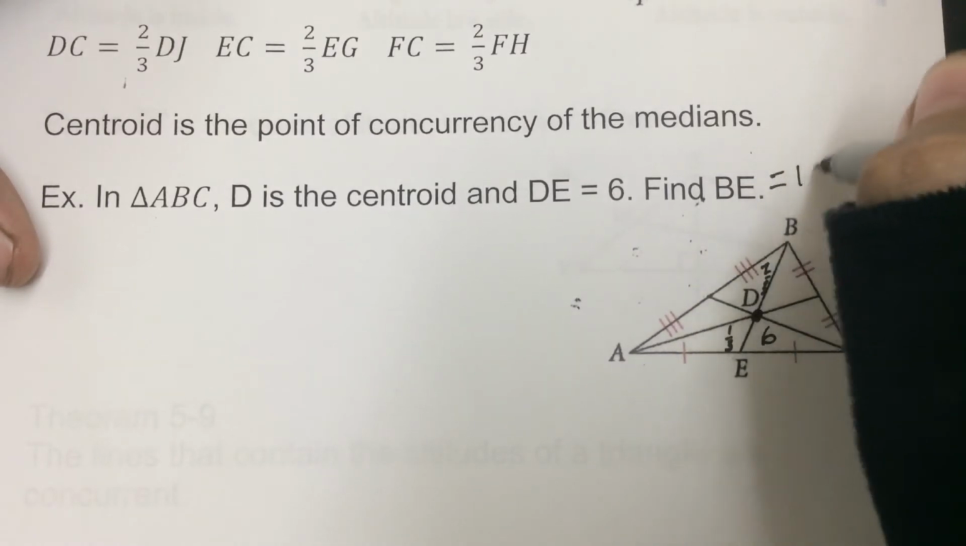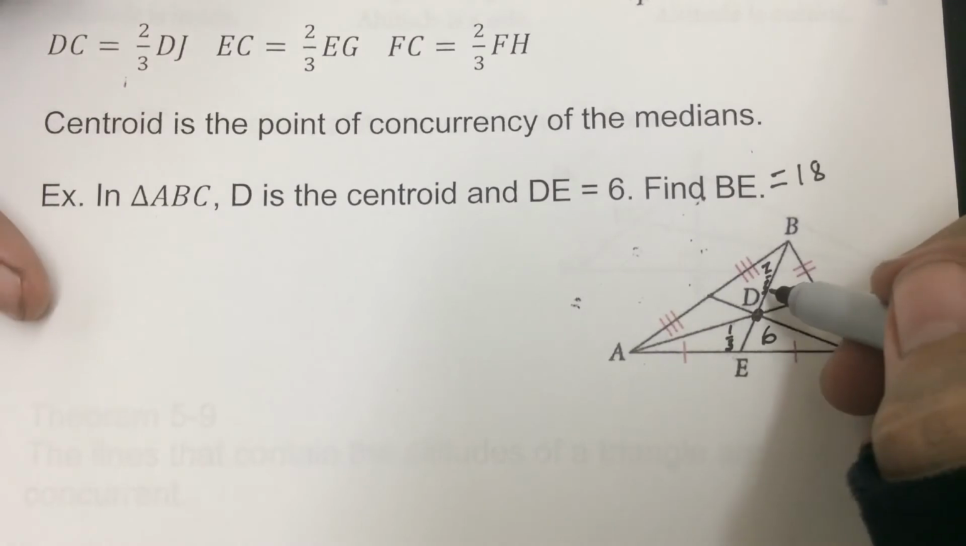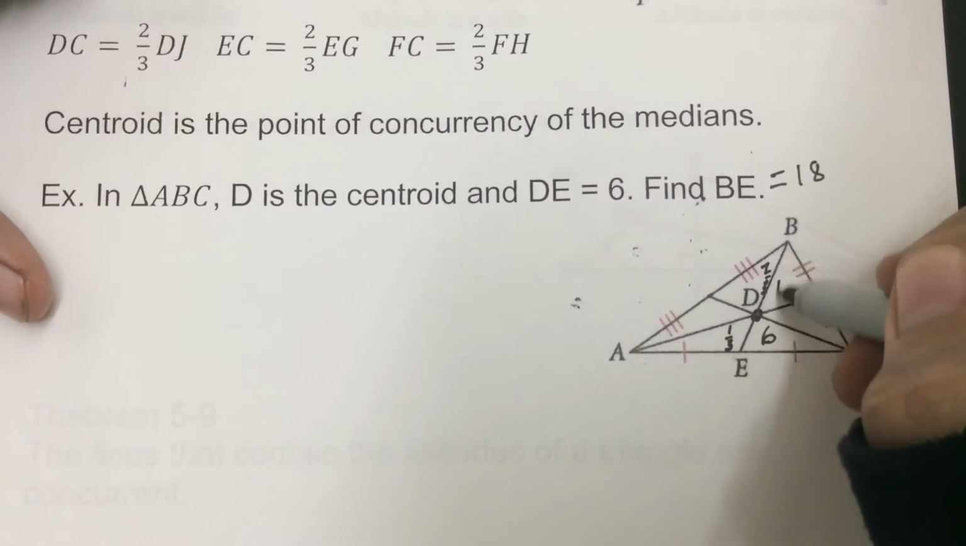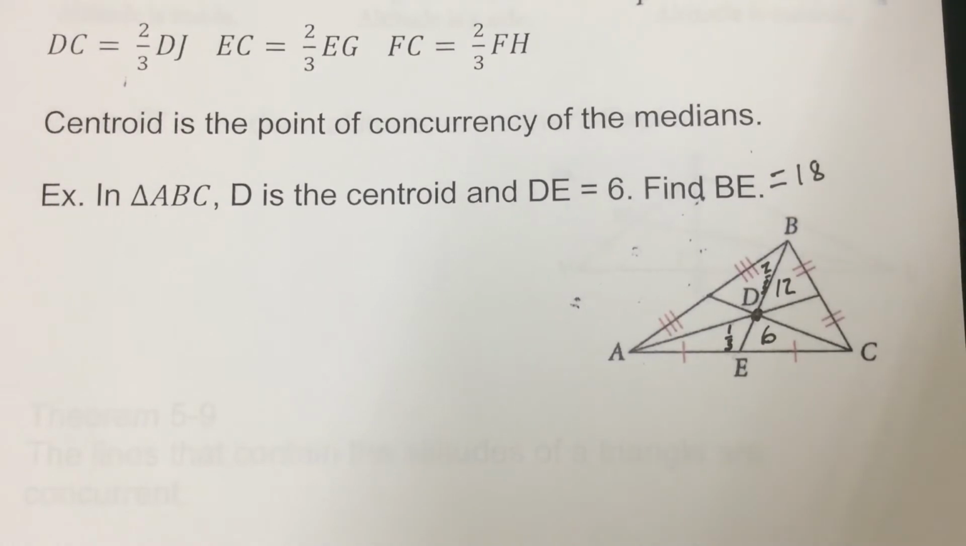So BE is 18. Now, just for fun, if we know this is 2/3, if we double this, we'd get 12, and that would be our distance. So 12 and 6, boom, 18.